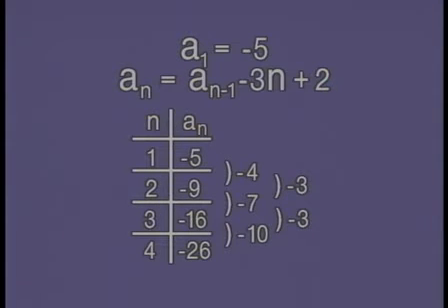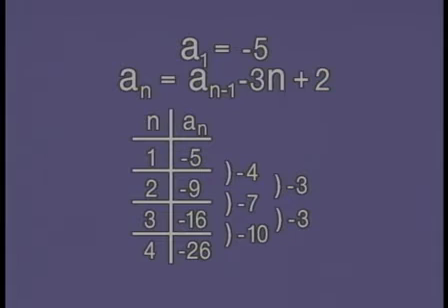We look at the common difference as indicated. To go from negative 5 to negative 9, we subtract 4. Negative 9 to negative 16, we subtract 7. Negative 16 to negative 26, we subtract 10. Or, of course, because we added a negative 4, we added a negative 7 and added a negative 10.